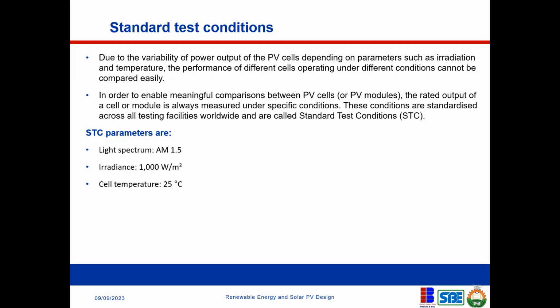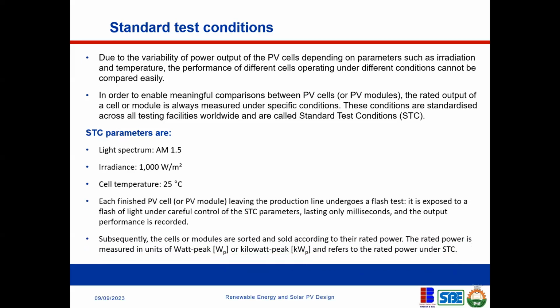And this is something that is done within seconds. So each finished PV cell or PV module leaving the production line undergoes a flash test. It is exposed to a flash of light under careful control of the standard test condition parameters, lasting only microseconds, and the output performance is recorded. So this output performance is what will now be stuck on the panel. Subsequently, the cells and modules are sorted and sold according to it. I think I've explained all of this, and that's why when you look at your PV panel, it is rated. The rated power is peak, maybe watt peak or kilowatt peak. These are the output at standard test condition.